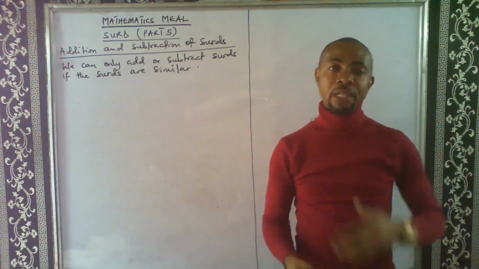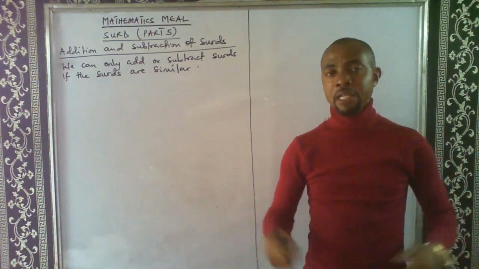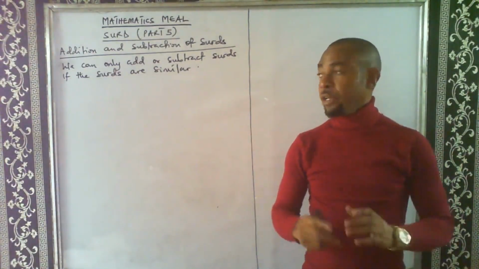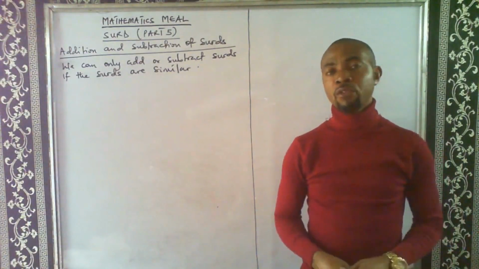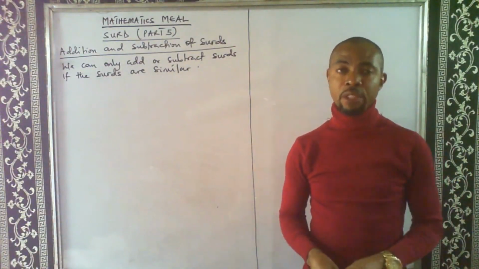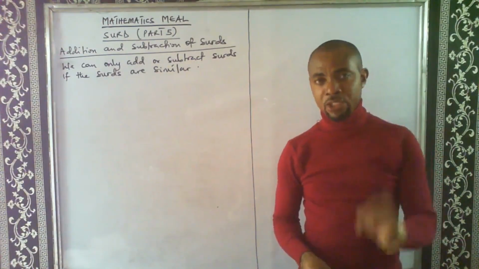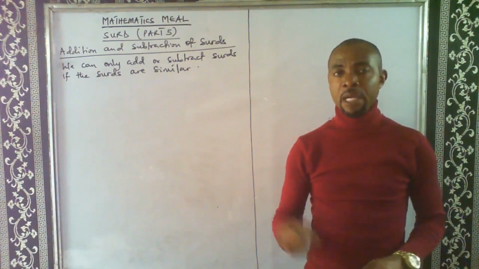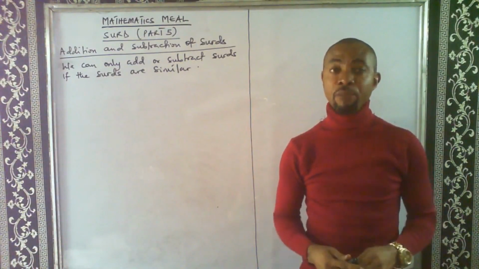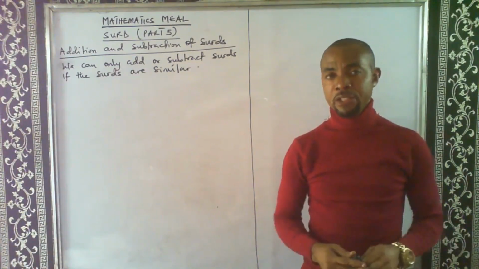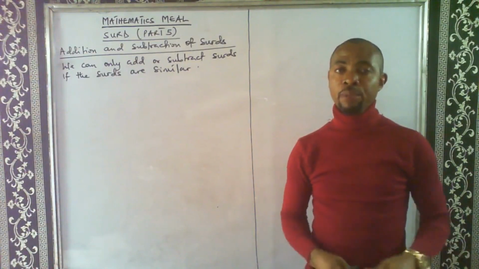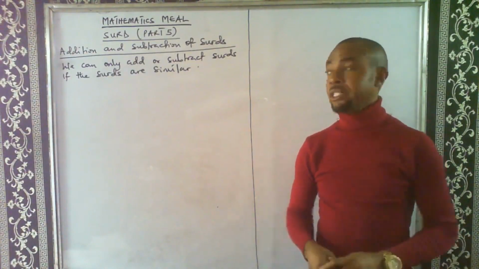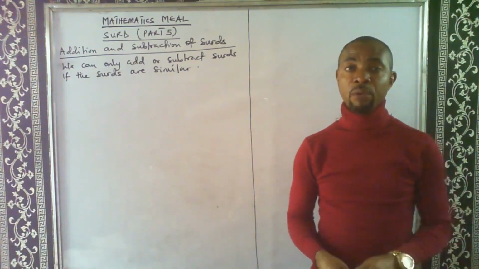So what it means is that if the surds are not similar, then addition or subtraction will not be possible. So the first thing that we must take note of as far as the concept of addition and subtraction of surd is concerned is that the surds that you want to add or subtract must be similar. In our last video, that's part 4 of surd, we looked at similar surd. So if you don't know what we mean by similar surd, just watch part 4 of surd, then you understand the concept of similar surd.